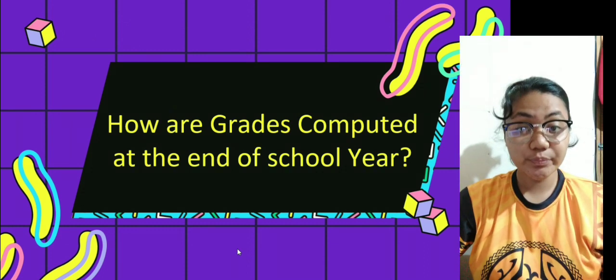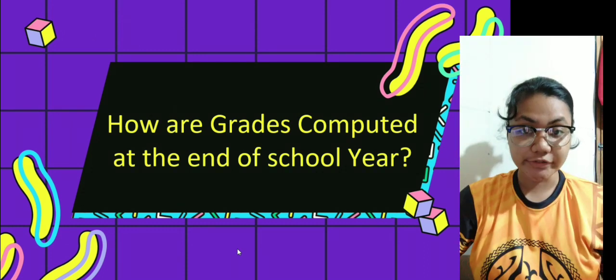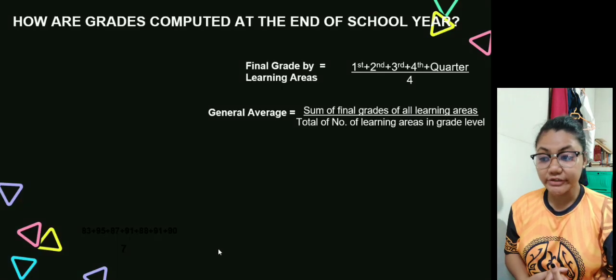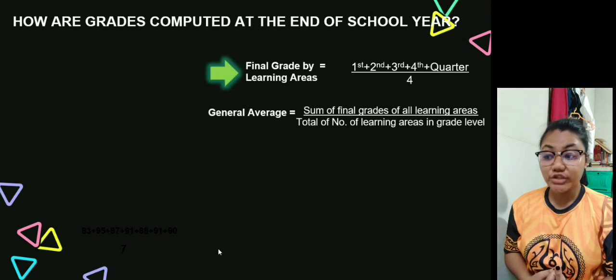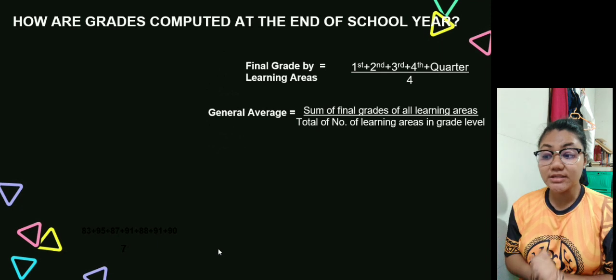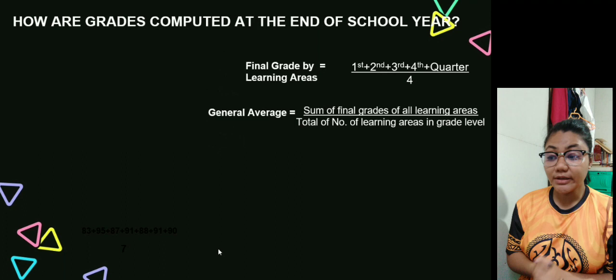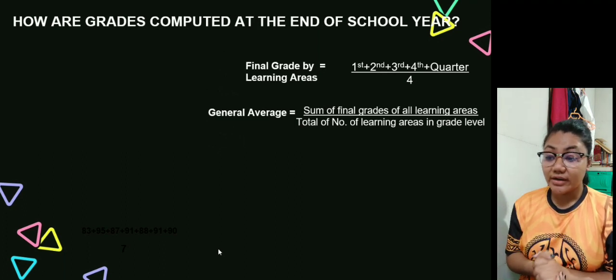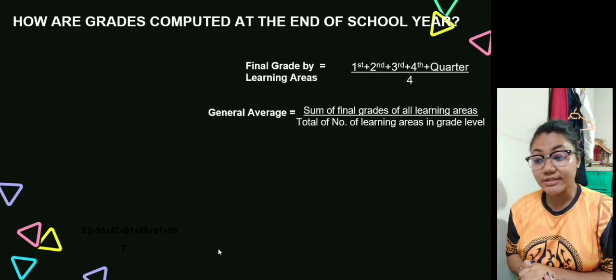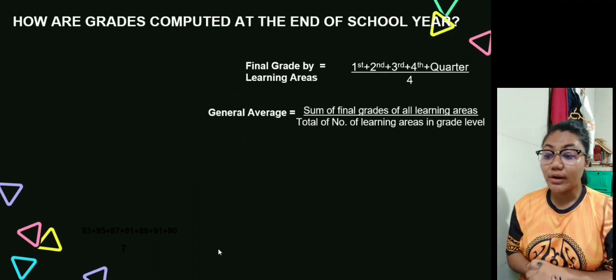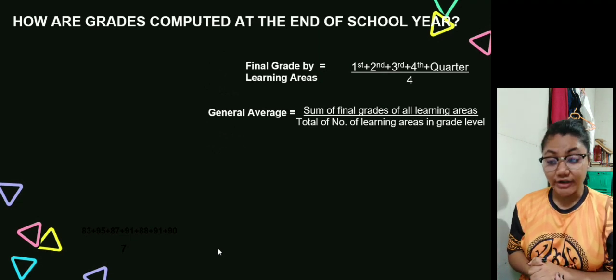Then how are grades computed at the end of the school year? At the end of the school year, the teachers will use two formulas to compute final grades and general average. First is final grade by learning area, which is equal to first quarter plus second quarter plus third quarter plus fourth quarter, divided by 4. And the second one is general average, which is equal to the sum of the final grades of all learning areas divided by the total number of learning areas in the grade level.